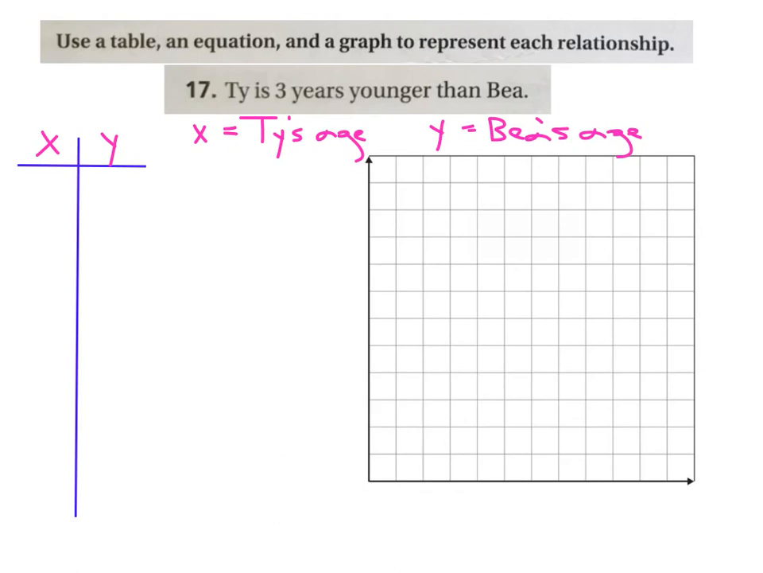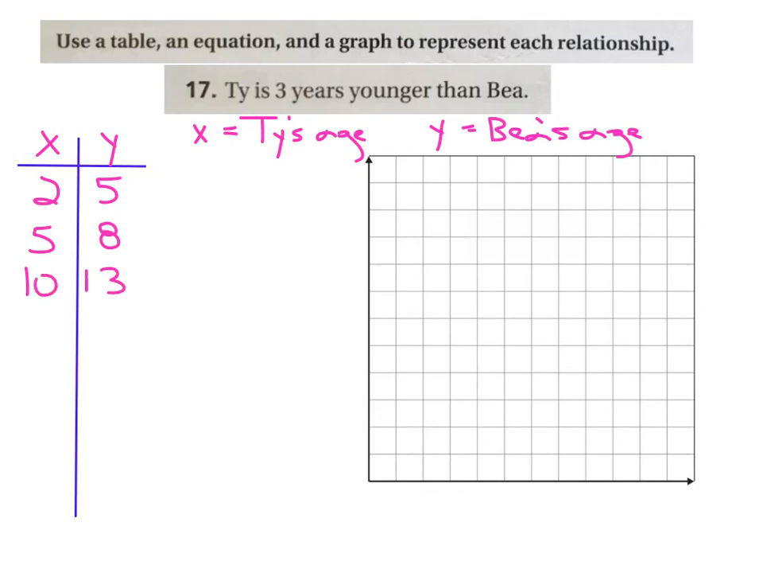Okay, so let's make a table. If Ty is, let's say, 2, and it says Ty is 3 years younger than Bea, well, what does that mean? Well, then she must be 5, okay? Because he's 3 years younger, and so on. Like, if he was 5, then she would be, since he's 3 years younger, she would be 8, okay? And if he was 10, she would be 13.